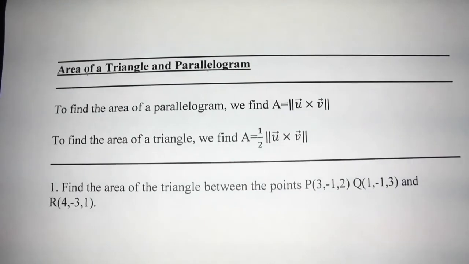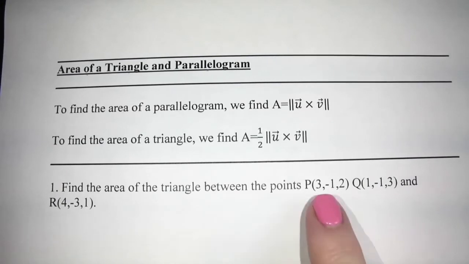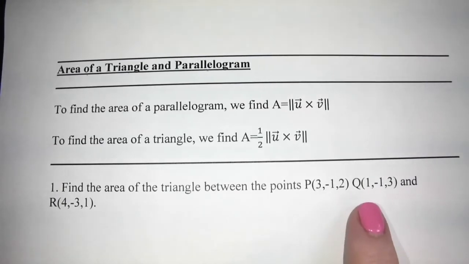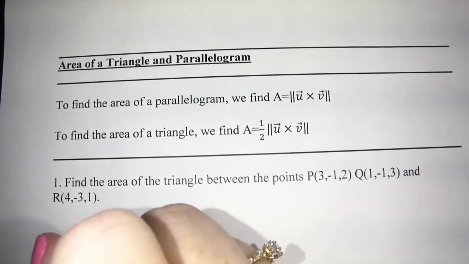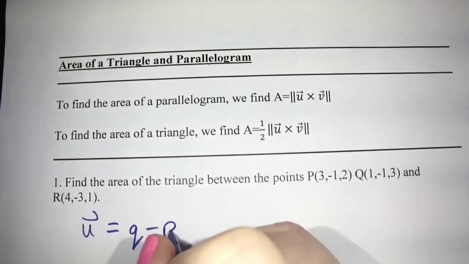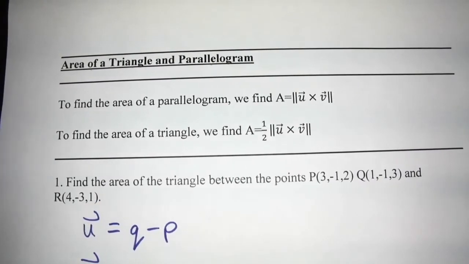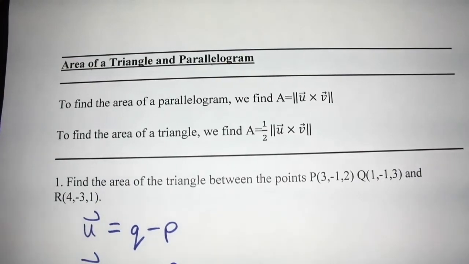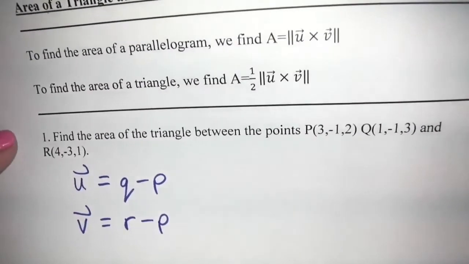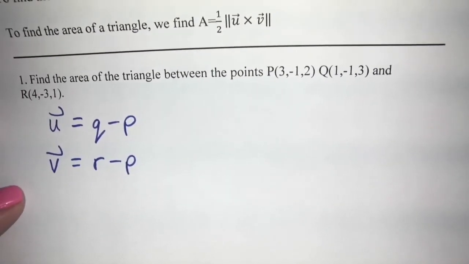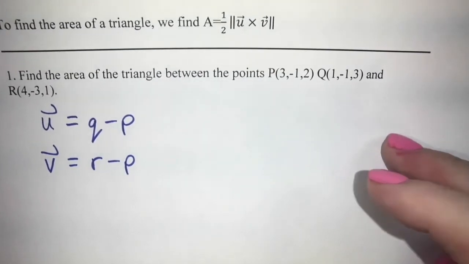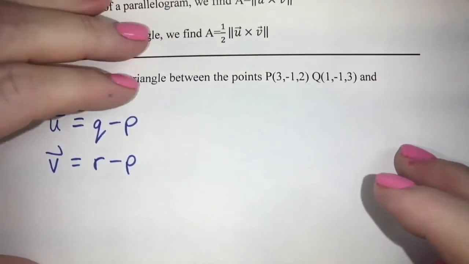So the first thing we have to do is, if we don't have vectors, which we often don't, for triangles at least, we have to find the vectors. So if we're given points, P is (3, -1, 2), Q is (1, -1, 3), and R is (4, -3, 1), we need to find some vectors. So step 1, find vectors. We can do vector U is Q minus P, and then vector V is R minus P. Now you could also use R minus Q if you like, so you can pick any two of those three vectors. So R minus Q would be just as correct as using R minus P, so it's up to you. Just stick with whatever method you're used to and use the same method all the time.